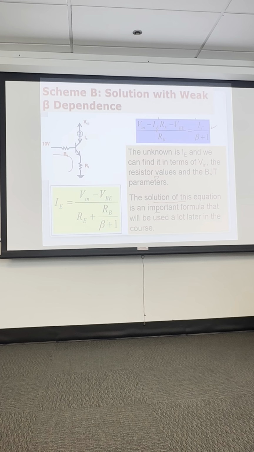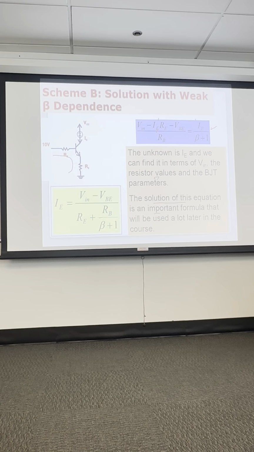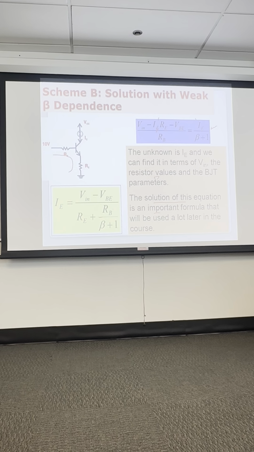You might say it's moderately beta dependent. Beta appears in the denominator, and then it also appears in the denominator of R sub B. R sub B is usually a large kilo ohm resistor, and then beta is the second, going from 30, say, to 300 or 500. So at this point, the equation for the emitter current does not show a beta.